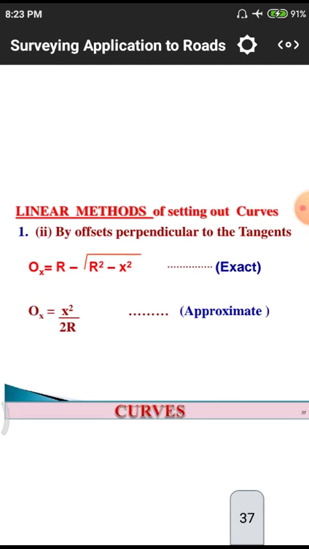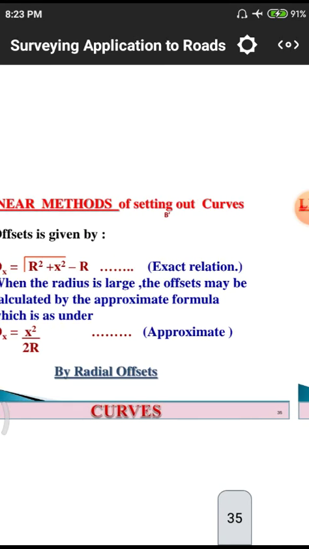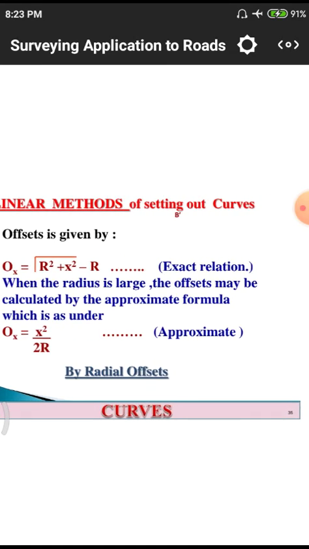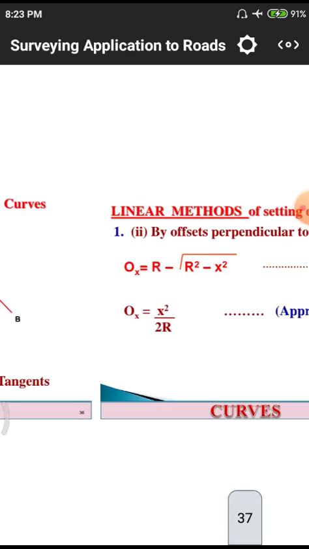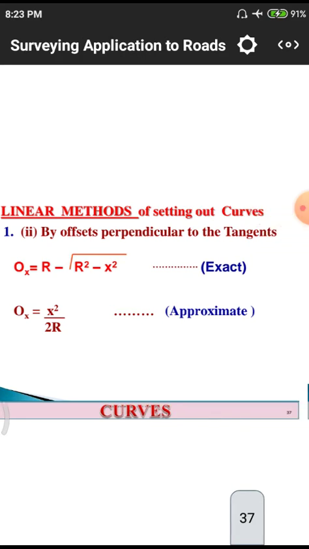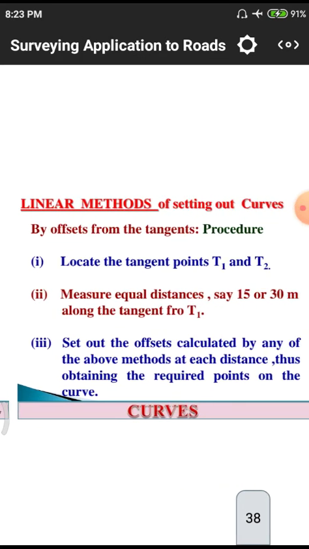This is another formula, Ox equals R minus the square root of R square minus X square. If it is a long chord it will give Ox equals X square by 2R. In the previous diagram also we have the same, X square by 2R. Here also we have the same X square by 2R. This is one of the methods in linear measurements. After that we have radial measurements.